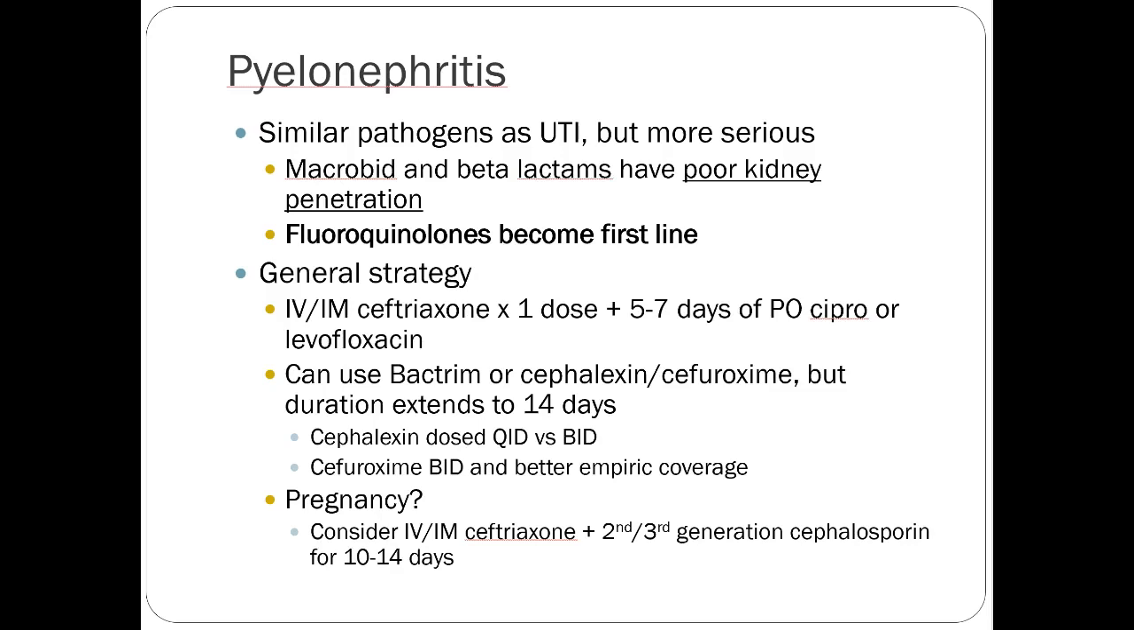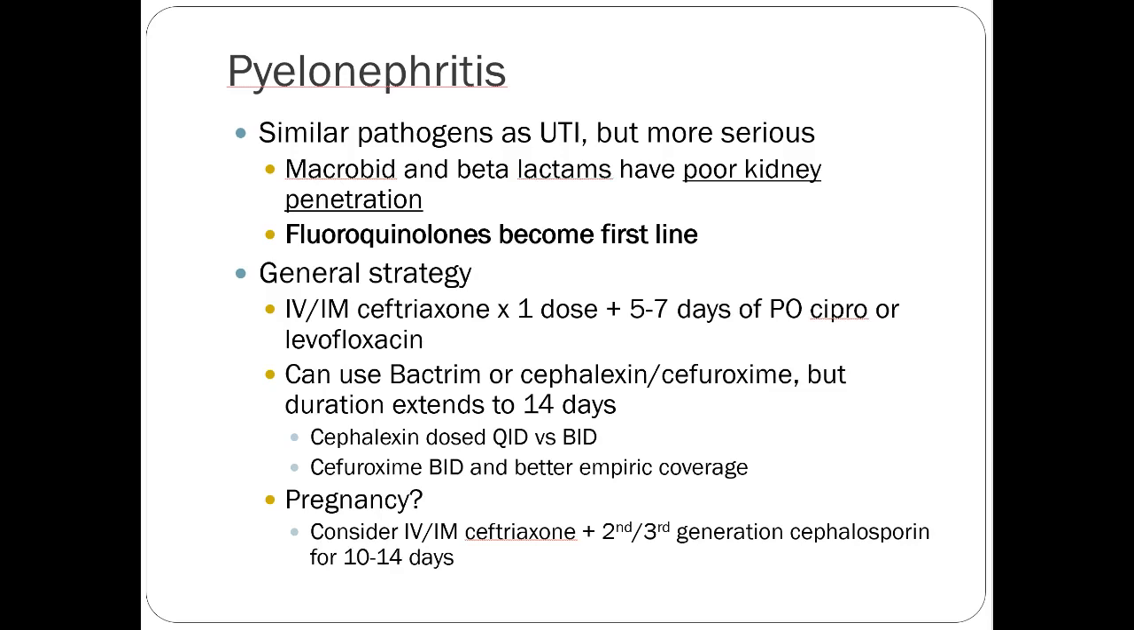Fluoroquinolones actually have really good kidney penetration, and they become first line, despite the fact that their E. coli coverage isn't that great. What we'll do a lot of times for somebody leaving with pyelonephritis is we'll give them an IV or IM dose of ceftriaxone. That assures they're getting a very active form of a cephalosporin that if you give it at IV or IM concentrations, it should penetrate the kidneys quite well, even though they don't have the greatest penetration to begin with. And then like 5 to 7 days of Cipro or levofloxacin. That's the common way we'll start a pyelonephritis patient.